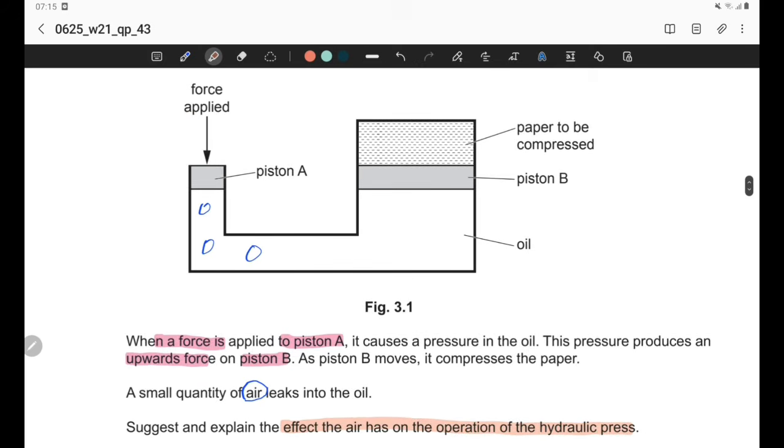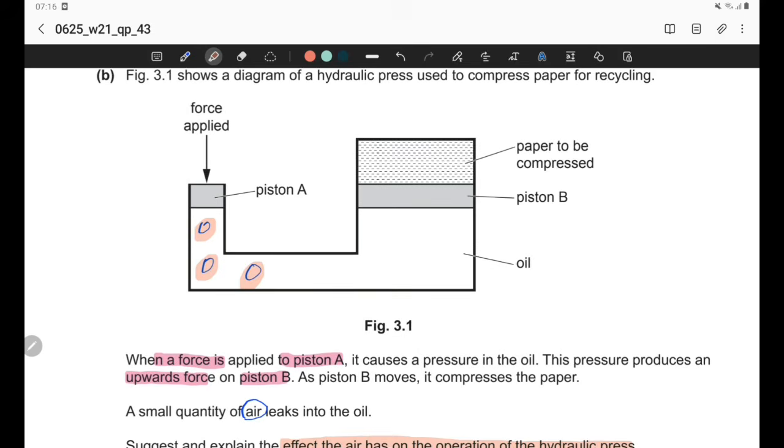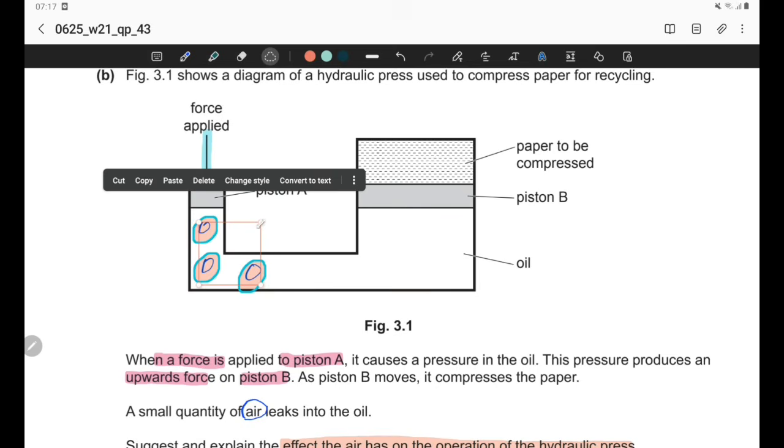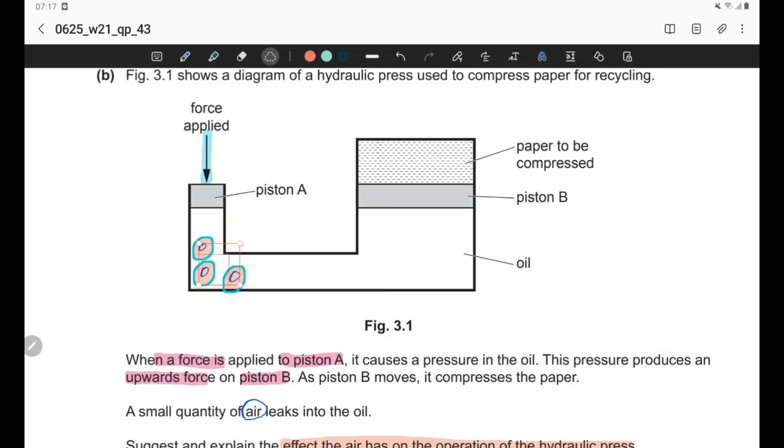So we need to explain what will happen to this air which leaks into the oil when the pressure increases. If there is air present in the oil, when we apply force, some of this force will be used to compress the air also, so the volume of air will reduce. So all the energy we have used to apply the force in order to compress the paper is not converted to compress the paper, but a few of the energy is used to compress the air also.